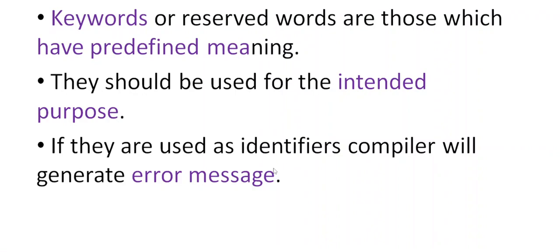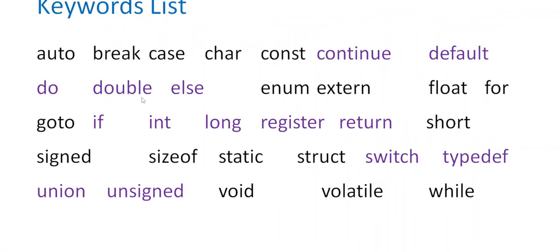We'll see different keywords also. Here you can see the keyword list. They have some special significance. Here you can see for indicates the starting of the for loop. Float is used to declare real variables. Int is used to declare integer variables, etc. The list is not extensive. As you practice, you can easily remember.